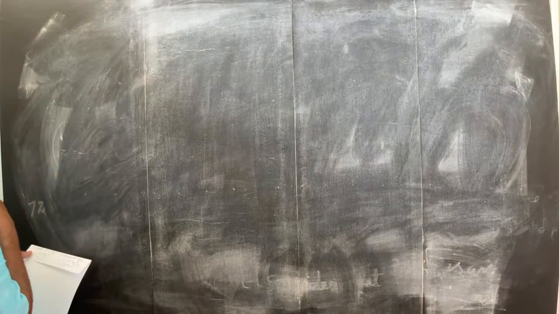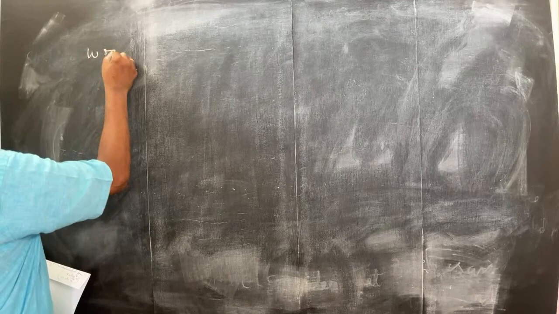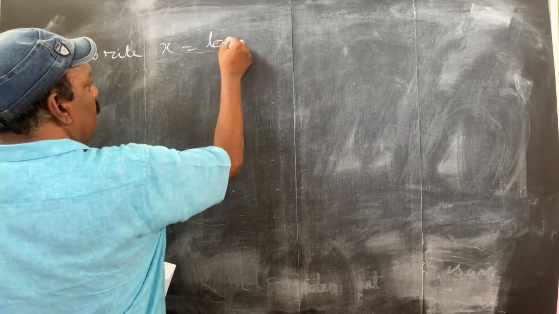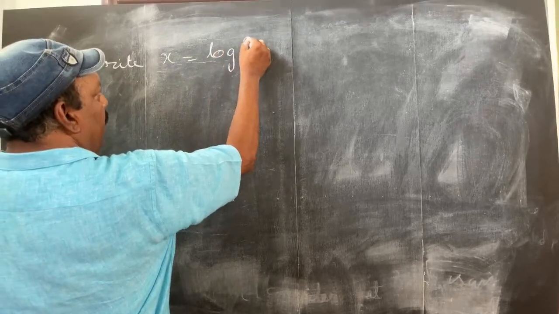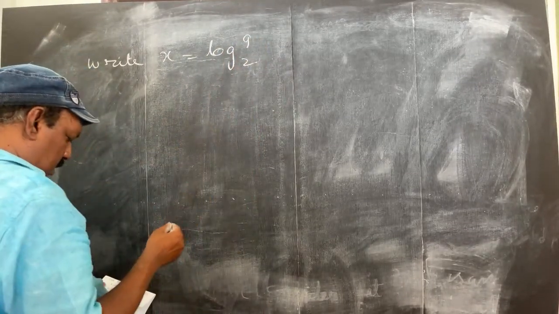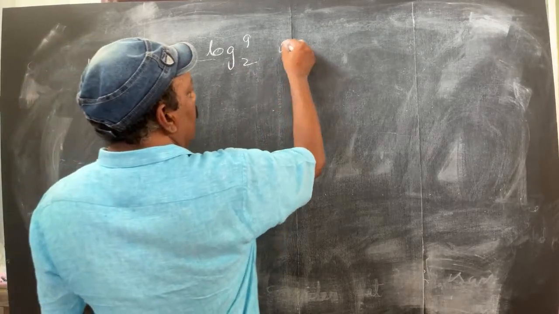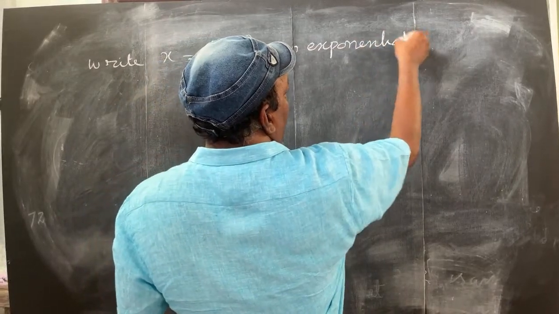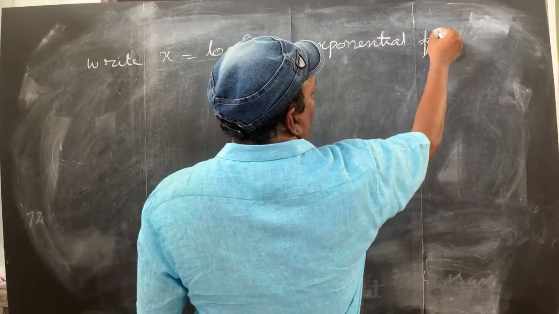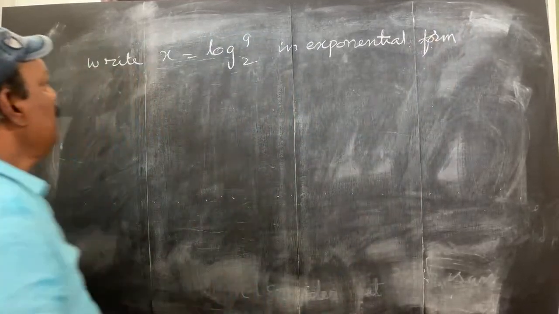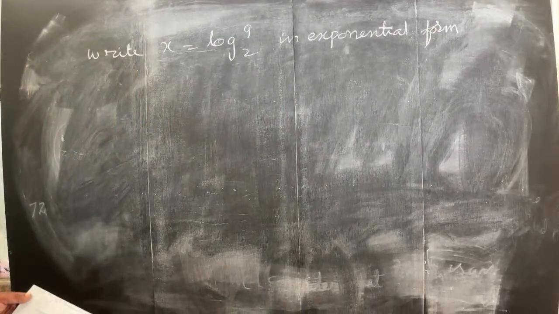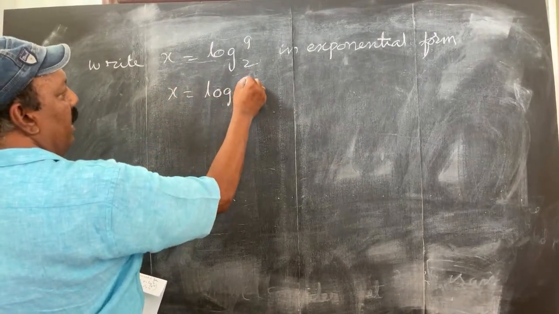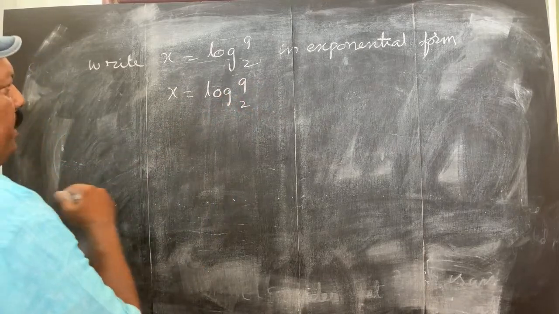Now, one sum I'm writing here: x = log 9 base 2, in exponential form. In this case, how do we write this in exponential form? First of all, you are saying x = log 9 base 2.